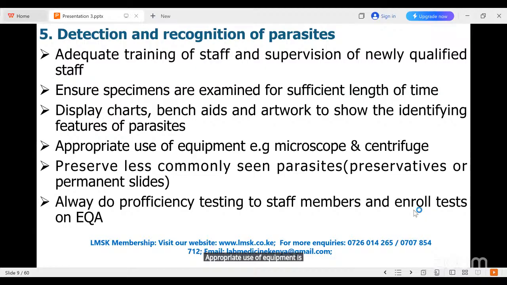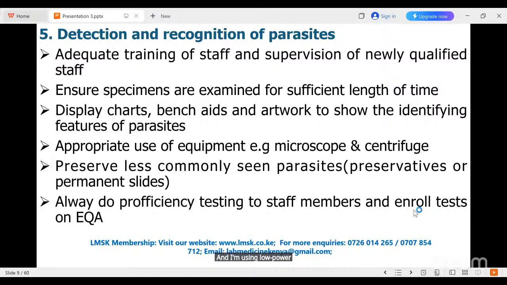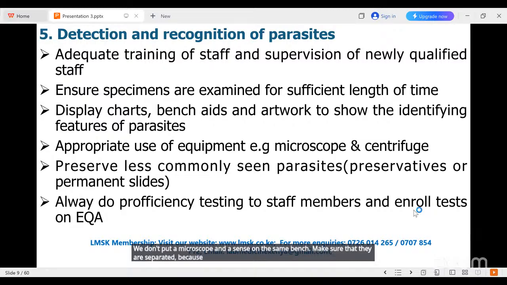When you use a microscope, make sure you know how to use a microscope. When you're using low power objective, make sure you adjust the position of the condenser and the diaphragm at the same time. And when using a centrifuge, they always say that on the bench, we don't put a microscope and a centrifuge on the same bench. Make sure that they are separated because of the centrifugal forces and the speed of a centrifuge. Sometimes when it's shaking and someone is examining on a microscope, it keeps on disturbing them when they get a field and they want to focus. So make sure you separate these two equipments.